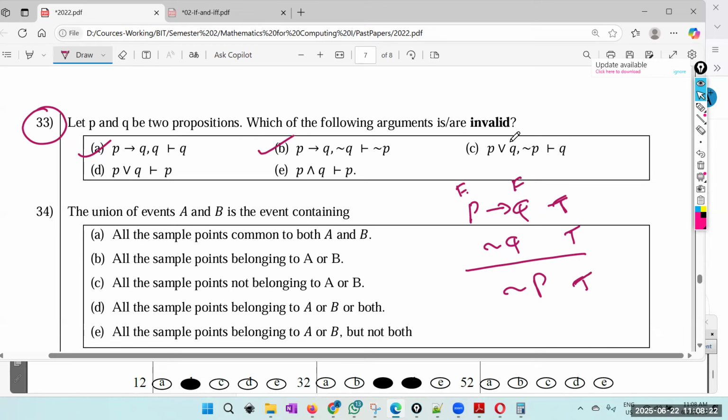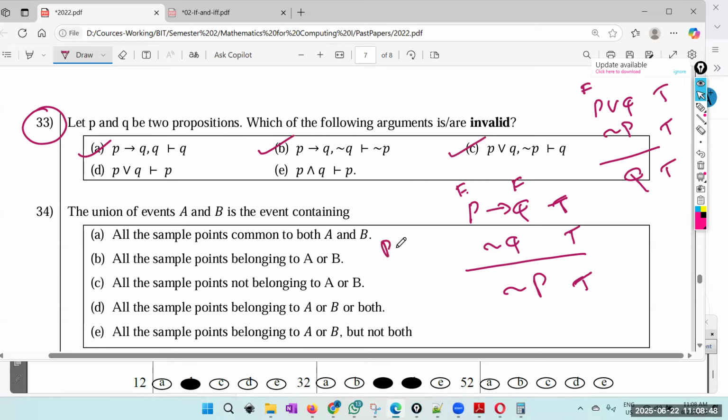Okay. P or Q, not P, therefore Q. Again, we take both true. So not P is true means P is false. When P is false, for this to be true, Q must be true. Yes, Q must be true. So that means this is yes. Right. P or Q, this is true.